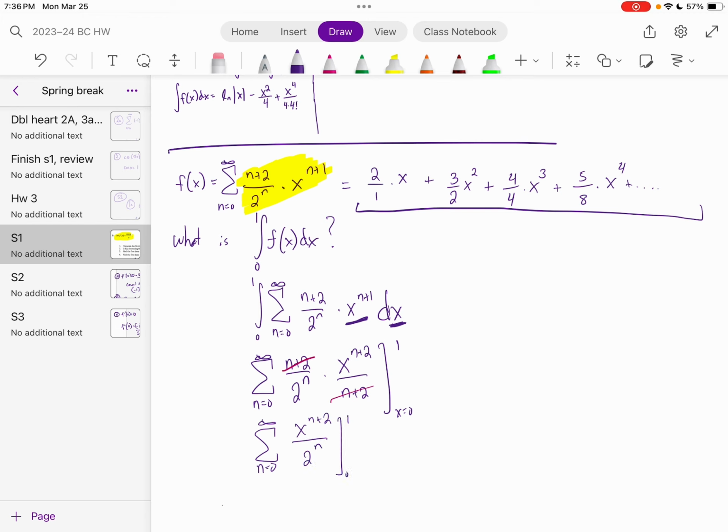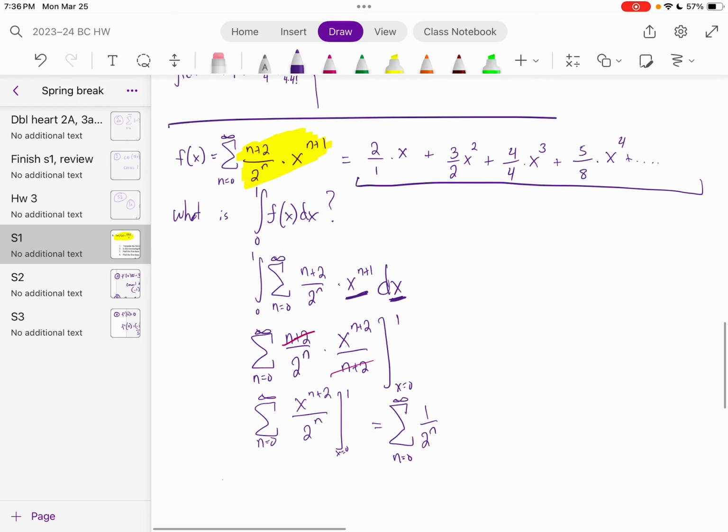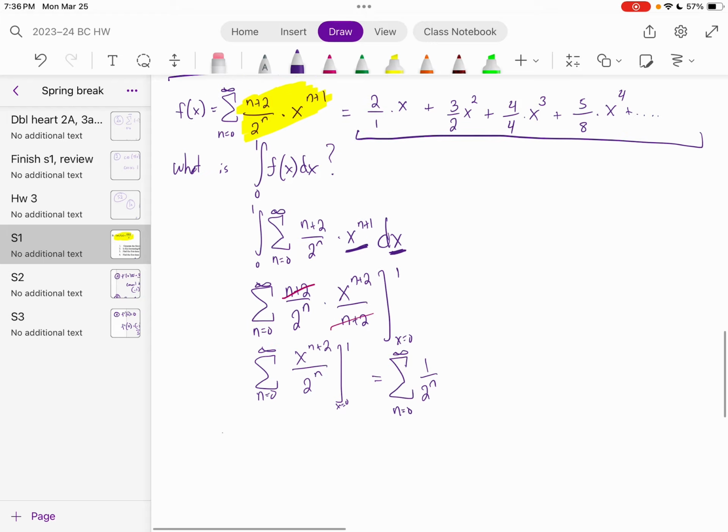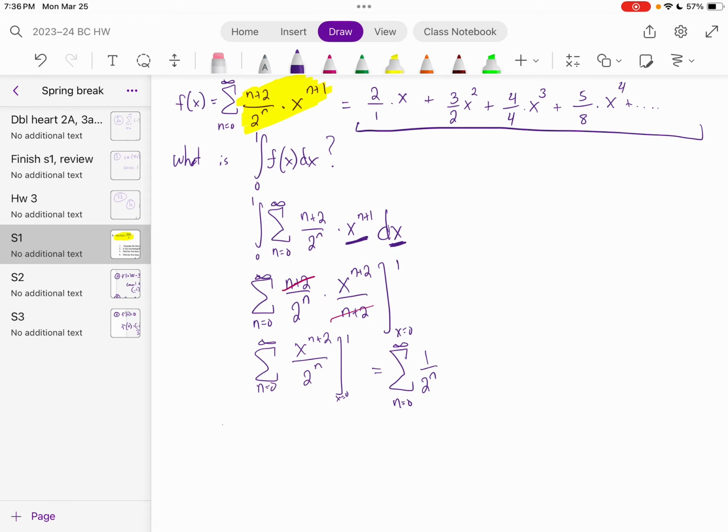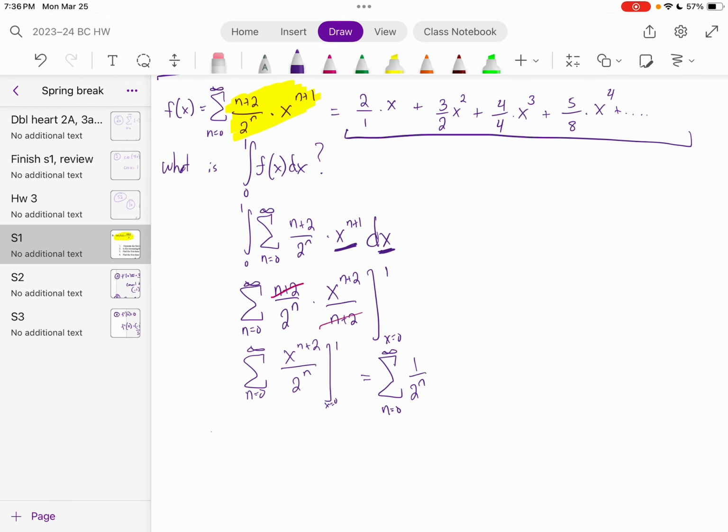And if we plug in 0 and 1 for x, I think you guys can all readily see that this thing is just going to be this. Because at the upper limit it's 1 and the lower bound it's 0. So we're just going to get that, right? And you should be saying, hey, that's a geometric series.